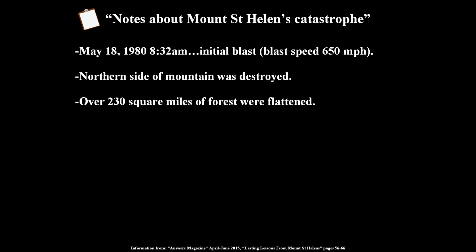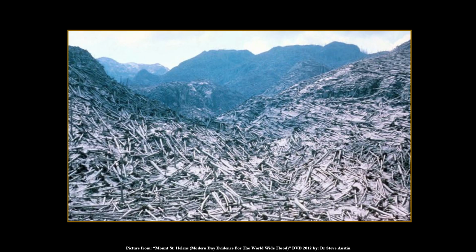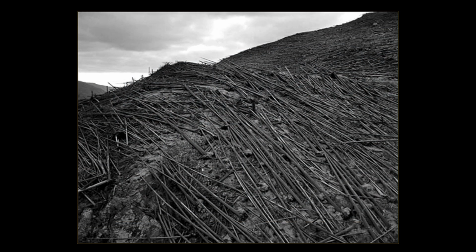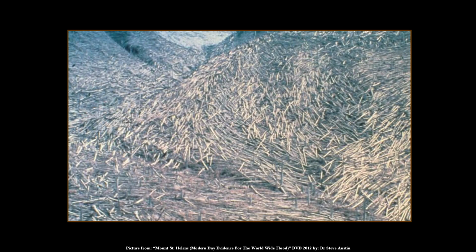Let's see. Over 230 square miles of forest was flattened. And here's a picture of some of this. Look at that, guys. Now remember, this is just one volcano. That is absolutely amazing. And you think of you walking in a forest, I do a lot of hiking and stuff, and I see trees. I mean, you think of the force it would take to flatten these things. It's just incredible. Absolutely amazing. Just flattened.